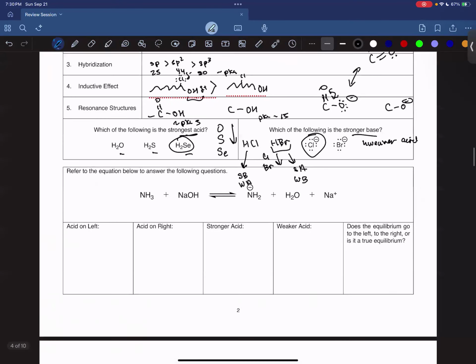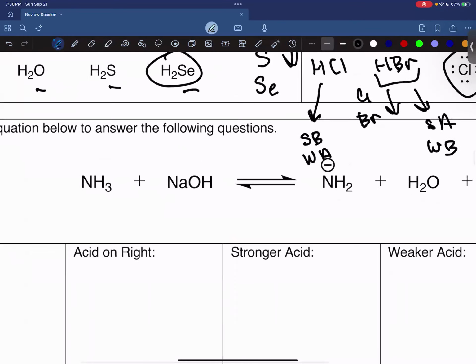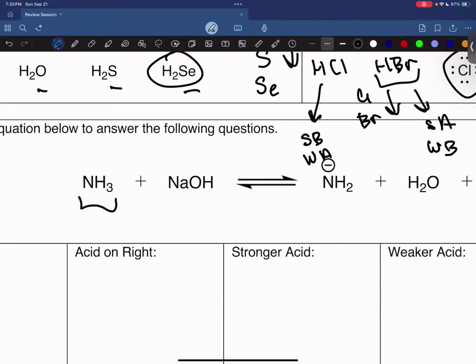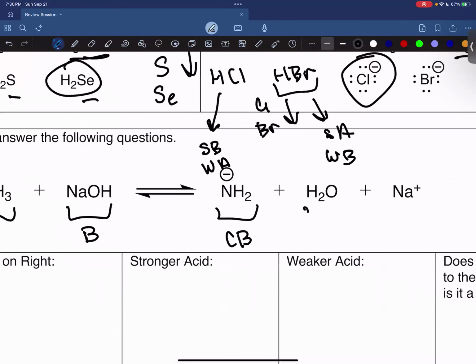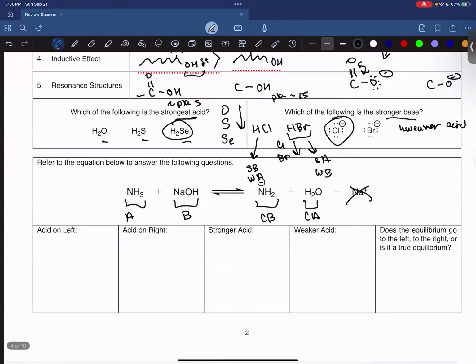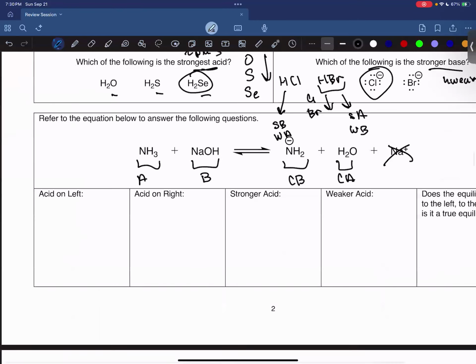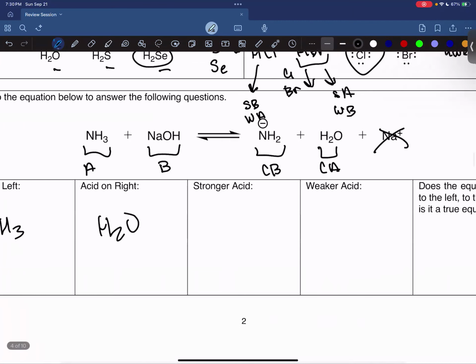Okay, so now we're going to do equilibrium. So NH3 and NH2. This is going to be the acid, because you can see that it's losing that proton, that hydrogen. And so therefore, this is the conjugate base, I write that down. And this is the conjugate acid. This is a spectator ion, we don't care about that. So the acid on the left is NH3, acid on the right, H2O, the stronger acid.